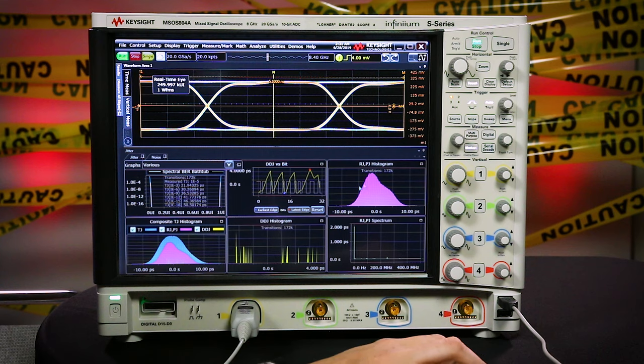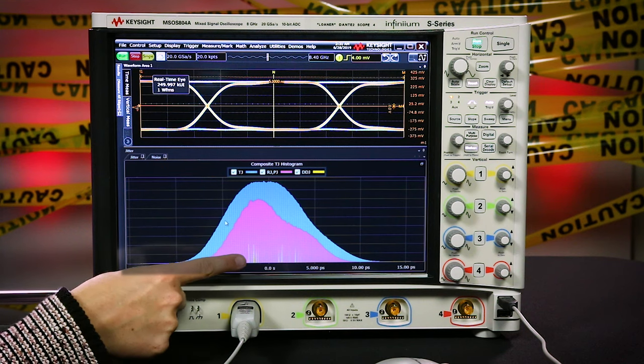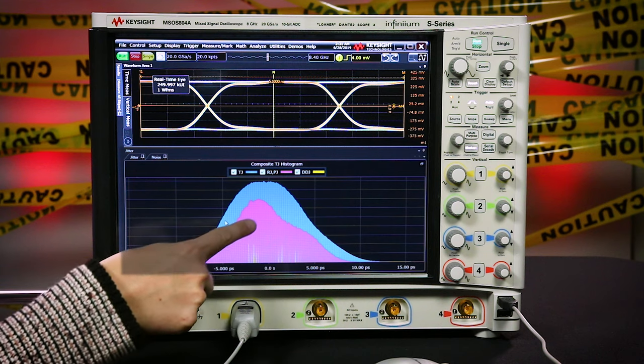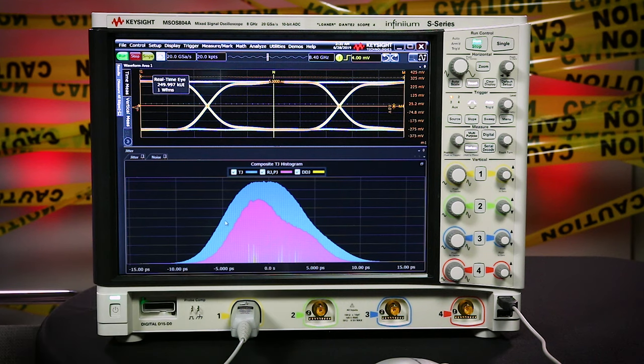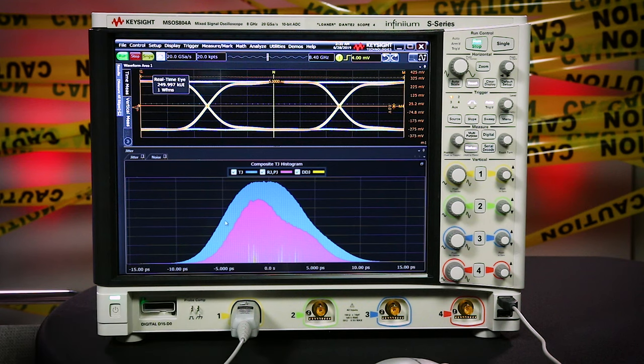And now the TJ histogram is similar to the histogram of the TIE function you saw in my last video. The Infinium EZJIT Complete software calculates the TJ histogram by cross-correlating the DDJ histogram with the RJ-PJ histogram. This technique reduces the variance in the histogram function compared to a histogram produced directly from the TIE function. So it gives you a much more accurate view of the overall TJ in your signal.